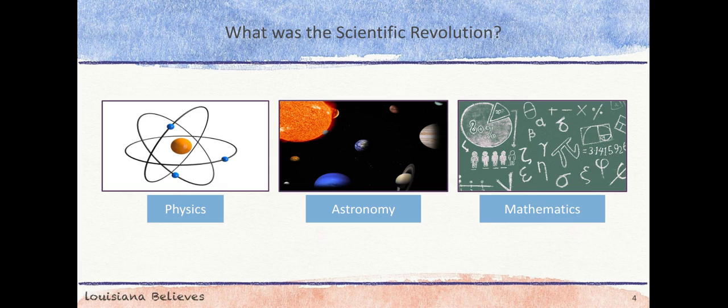In the 16th and 17th centuries, scientists took on a different role, leading to many advances in the areas of physics, astronomy, and mathematics. This new approach to scientific thinking led to amazing discoveries that serve as the foundation for science today.